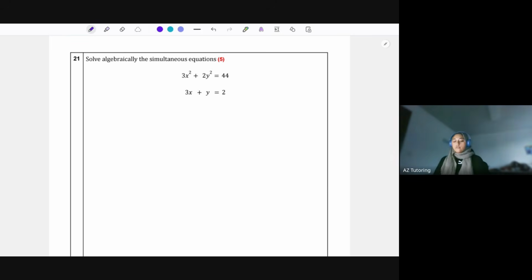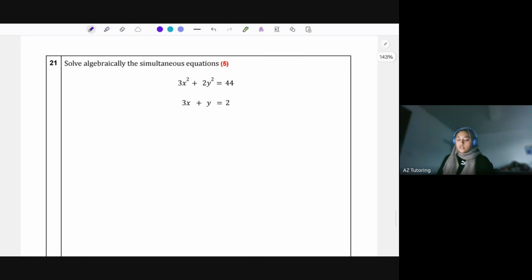Okay, so remember with these questions, you always substitute the one that doesn't have any squares in into the top one. Now what I'm going to do is rearrange this equation. I need to either make x the subject or y the subject and plug it into the top equation. Now, because y is already by itself, I'm just going to make y the subject. So I'm going to minus 3x over to the other side to get y by itself. So I get 2 minus 3x.